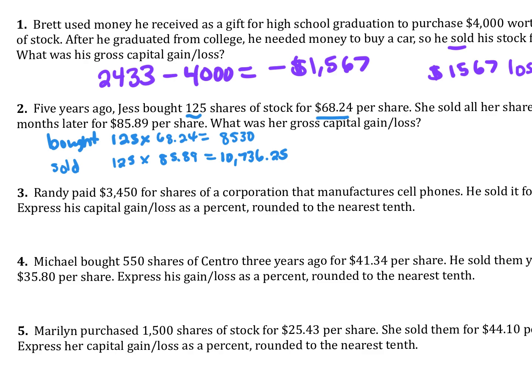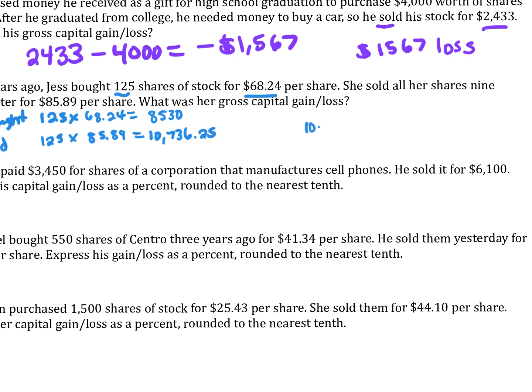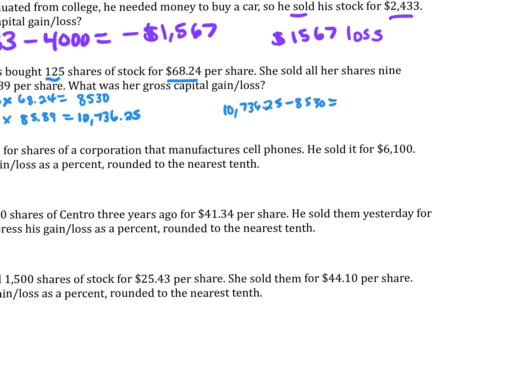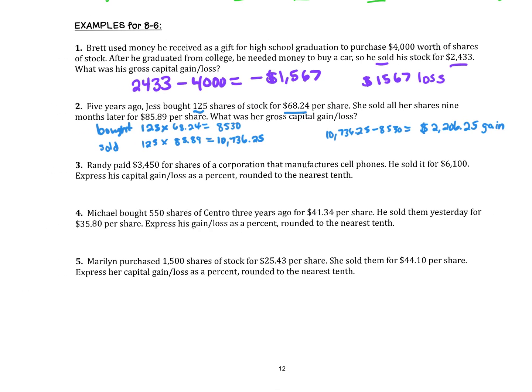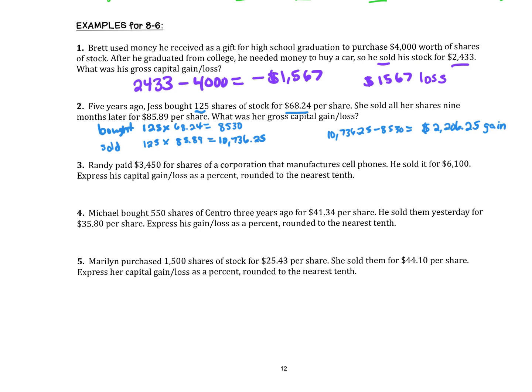And then when we do that math, minus 8530, so $2,206.25, and that was a gain. That was positive. Should we specify at the end of each, like, gain? Yes, you definitely want to state whether it's a gain or a loss, right?